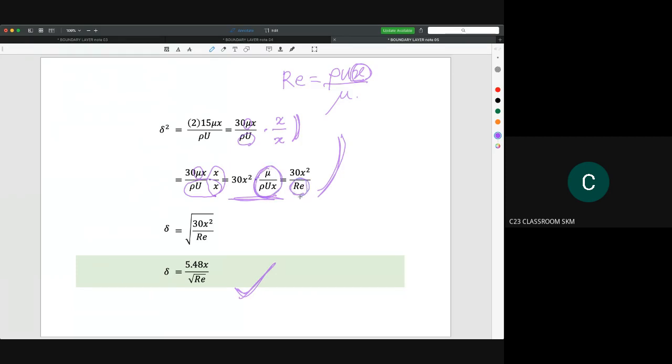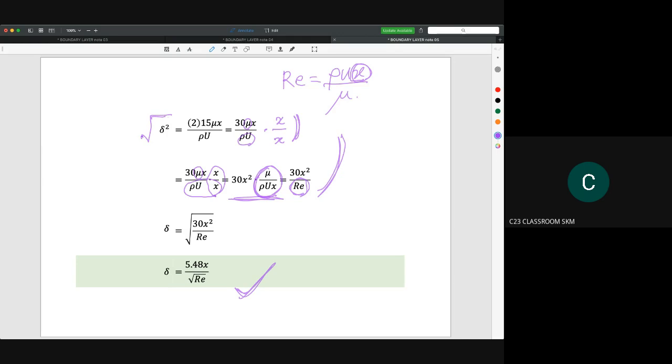Then we have a square root here. We need to square root the left-hand side, and also the right-hand side. So you could get delta equal to 5.48x over the square root of the Reynolds number.